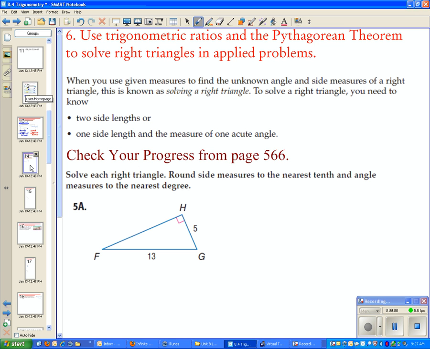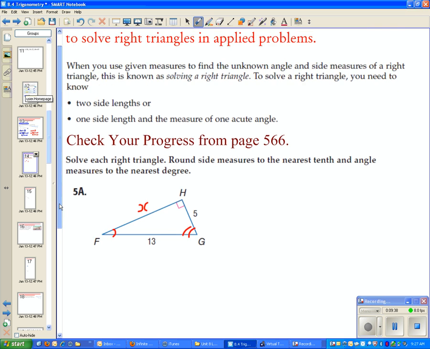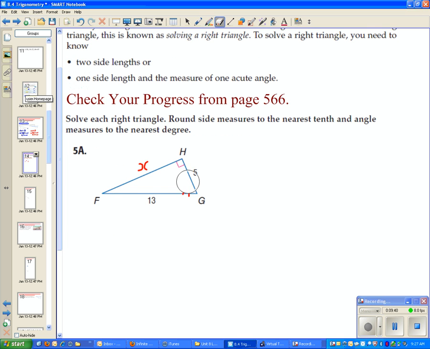All right. Well, look what's missing. I need to find that side, and I need to find that angle and that angle. It doesn't really matter what order I go in. Okay? So, what do you want to do first? Do you want to tackle the angles, or do you want to figure out the missing side? Angles? All right. You want to find F first or G first? F? All right. So, let's get F.